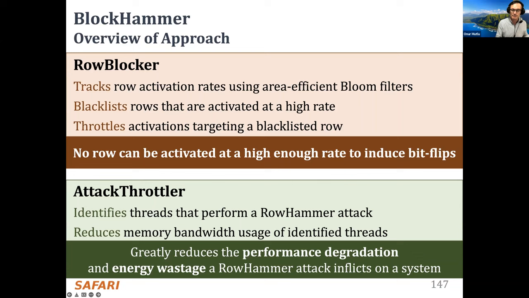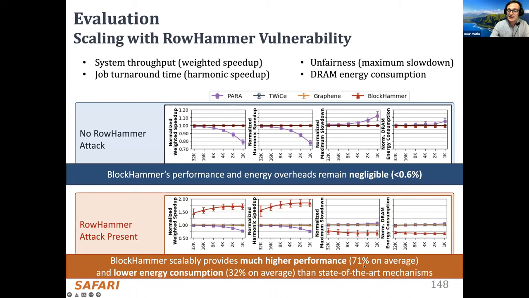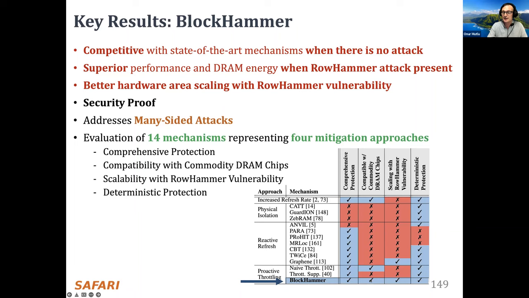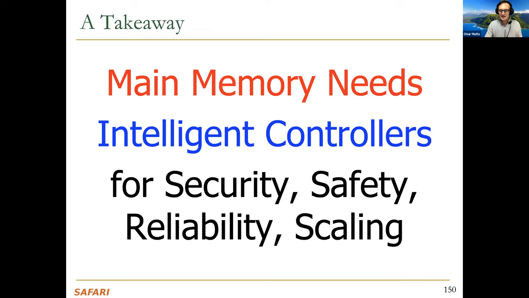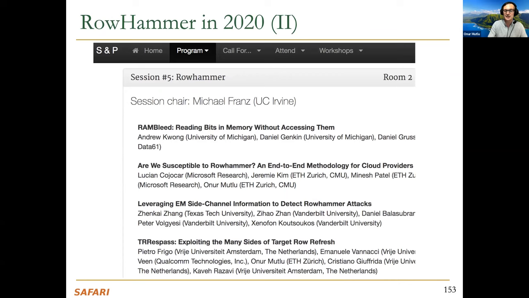Okay, I will not talk about the results in detail, but performance energy overheads are negligible. And whenever you have an attack, you get much higher performance by throttling that attack and lower energy consumption than state-of-the-art mechanisms. For more, I would suggest you take a look at the paper. And the paper actually categorizes a lot of the proposed mechanisms, but people are still proposing mechanisms in RowHammer. So my takeaway, again, is that we need intelligent controllers for security, safety, reliability, and scaling. I will not cover these works, but I will mention that there is more work that I didn't get a chance to cover that talks about RowHammer issues, attacks, and solutions. And you can see that the Security and Privacy Conference had a full session on RowHammer in 2020.